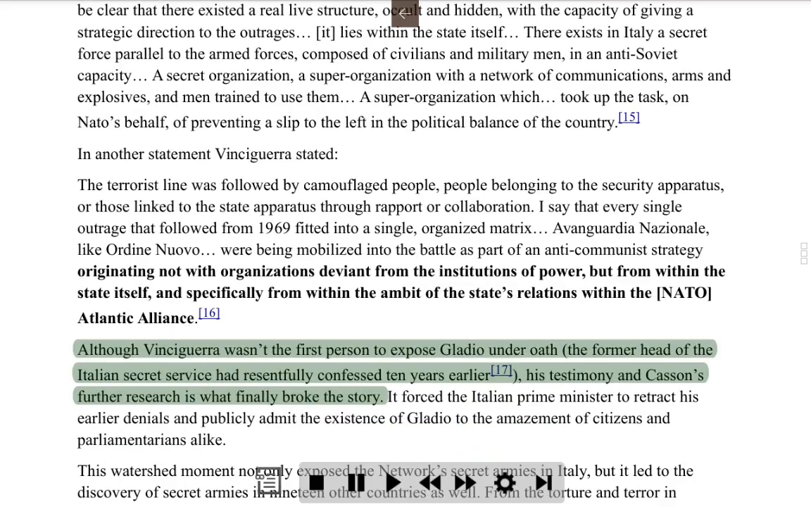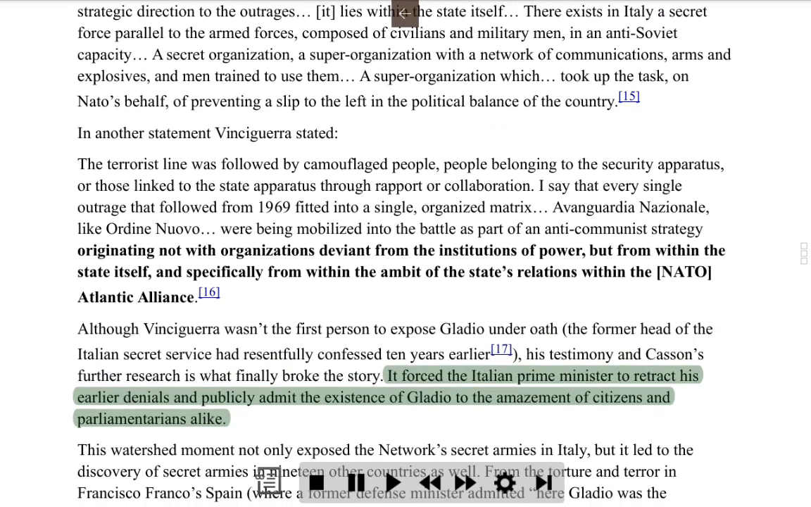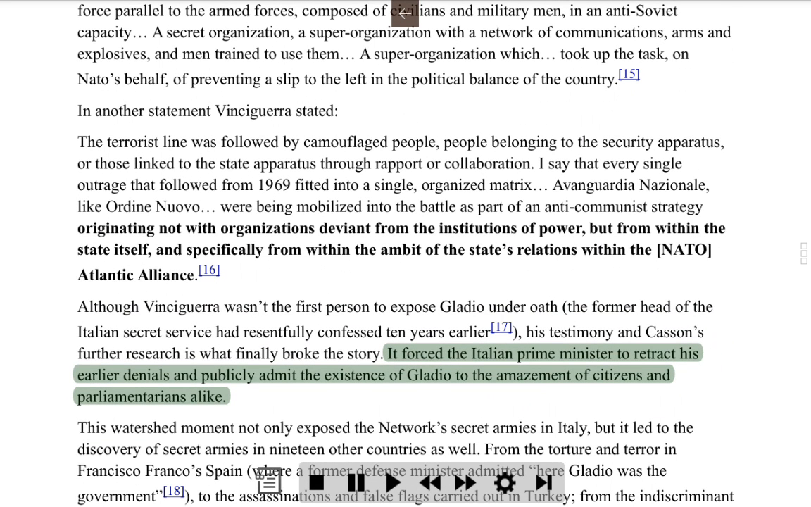Although Vinciguerra wasn't the first person to expose Gladio under oath, the former head of the Italian Secret Service had resentfully confessed 10 years earlier. 17. His testimony and Casson's further research is what finally broke the story. It forced the Italian Prime Minister to retract his earlier denials and publicly admit the existence of Gladio to the amazement of citizens and parliamentarians alike.